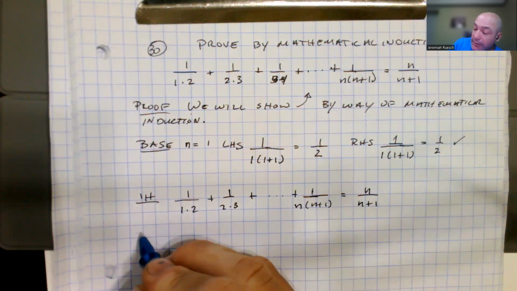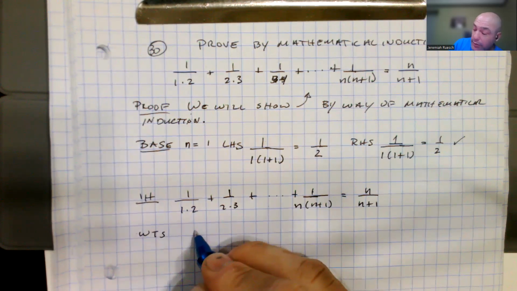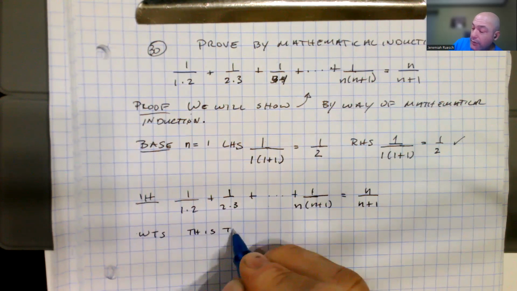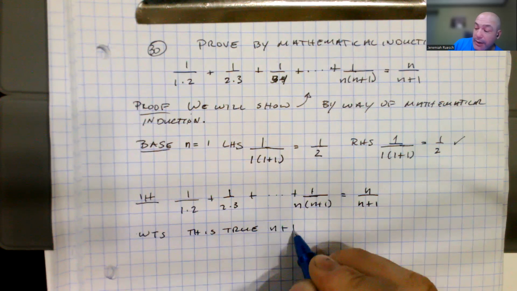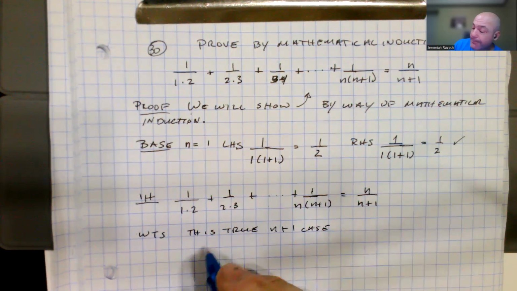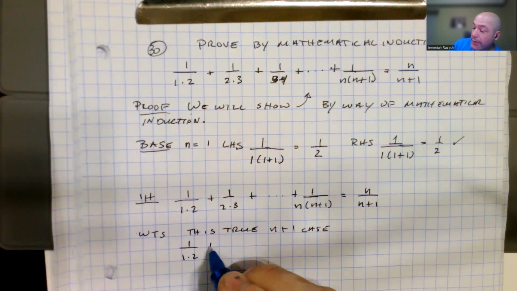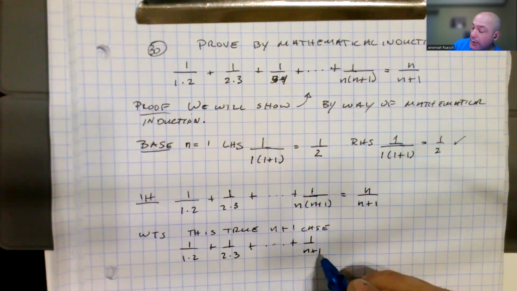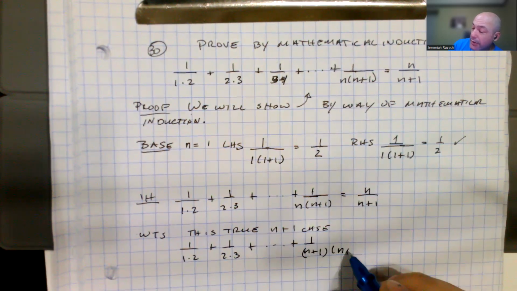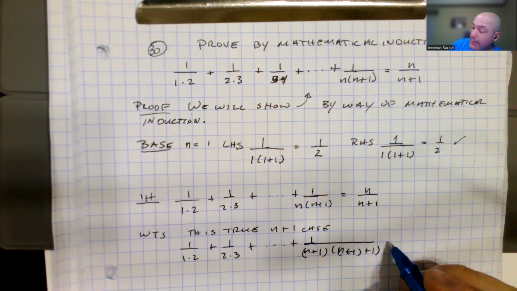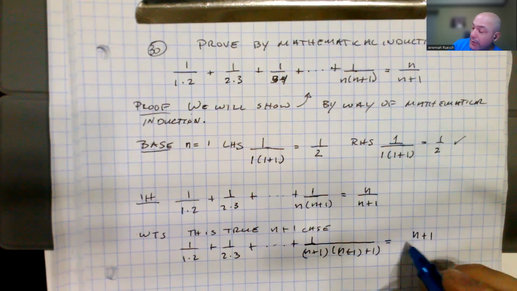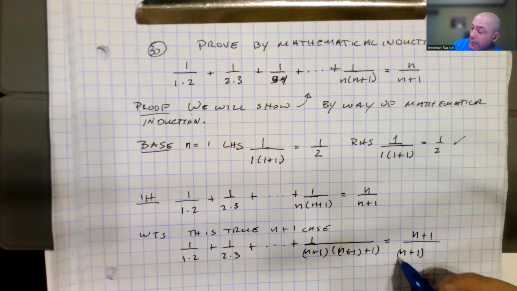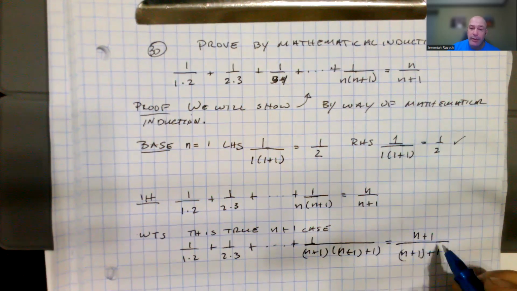And now our induction step. What we want to show is that this is true for the n plus 1 case. Namely, that 1 over 1 times 2 plus 1 over 2 times 3 plus dot dot dot plus 1 over n plus 1 times n plus 1 plus 1 is equal to n plus 1 over n plus 1 plus 1. So that's what we're going to try to show.